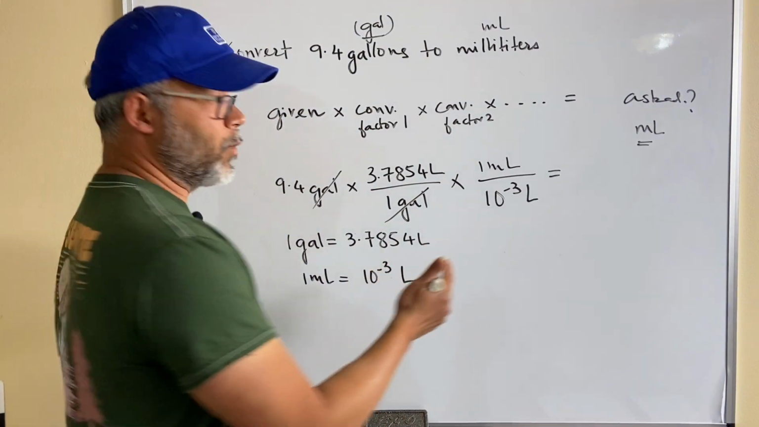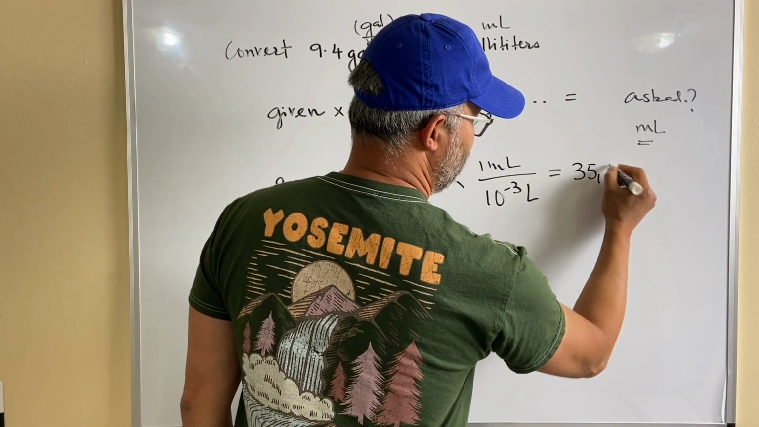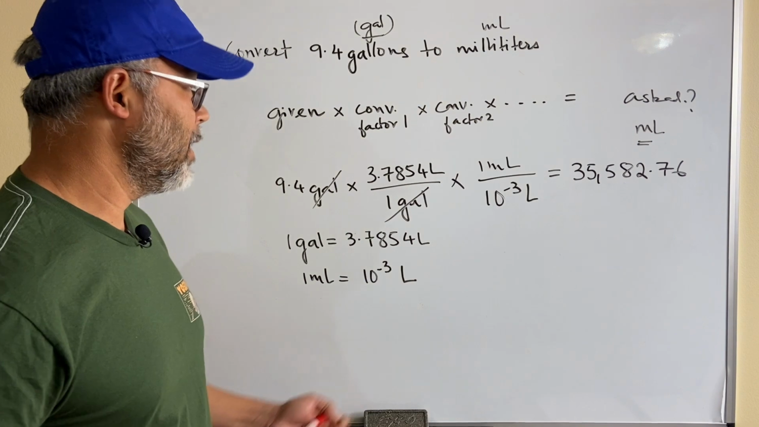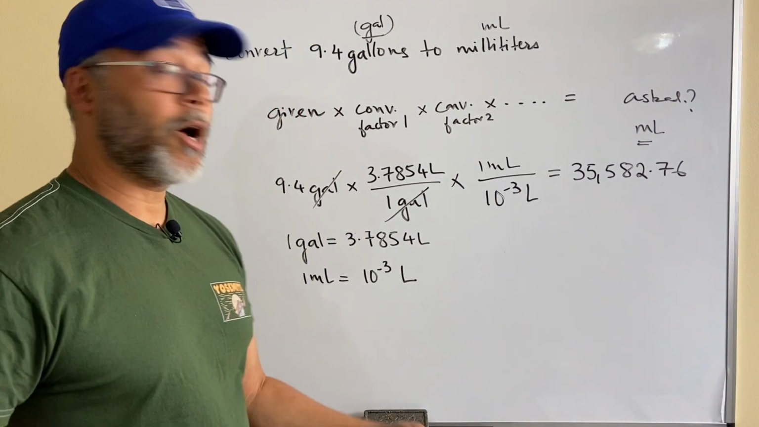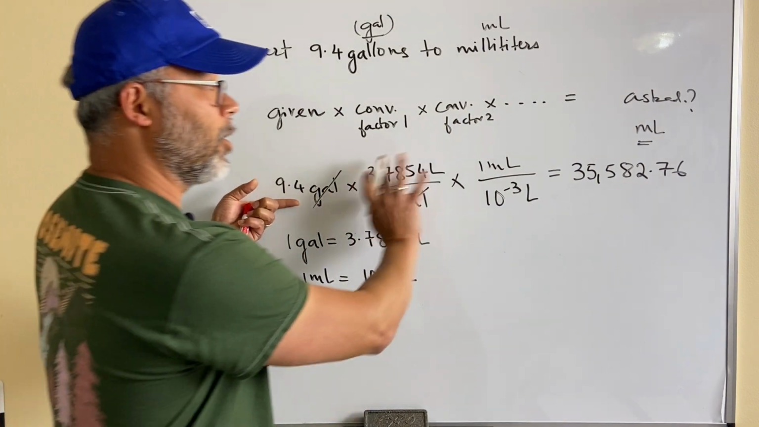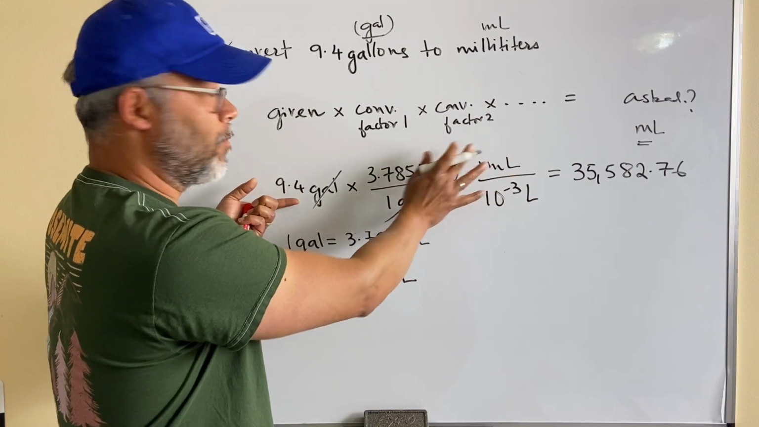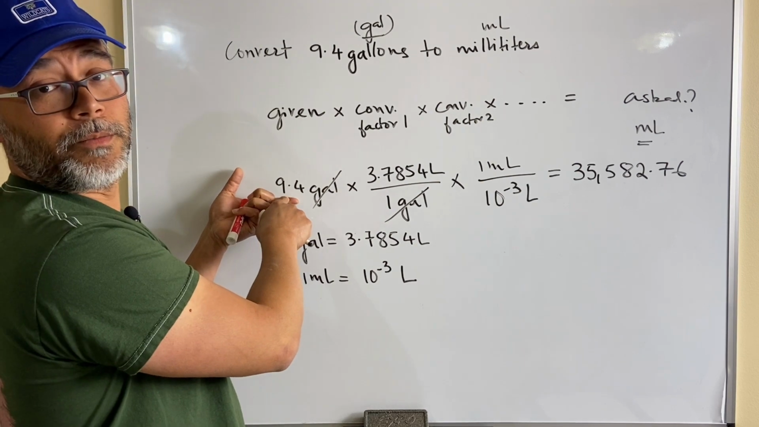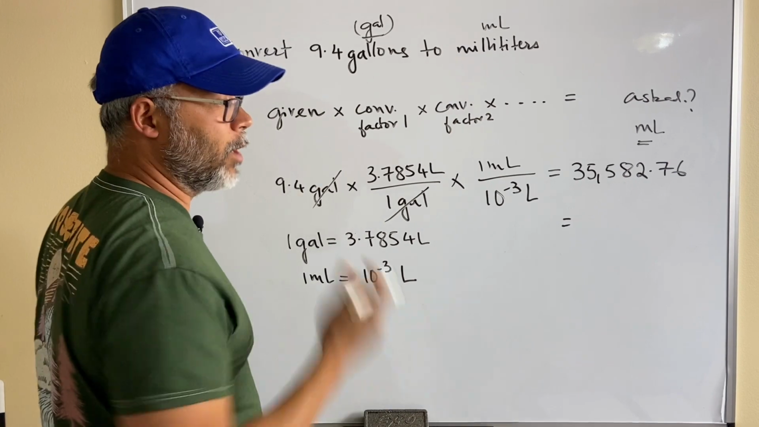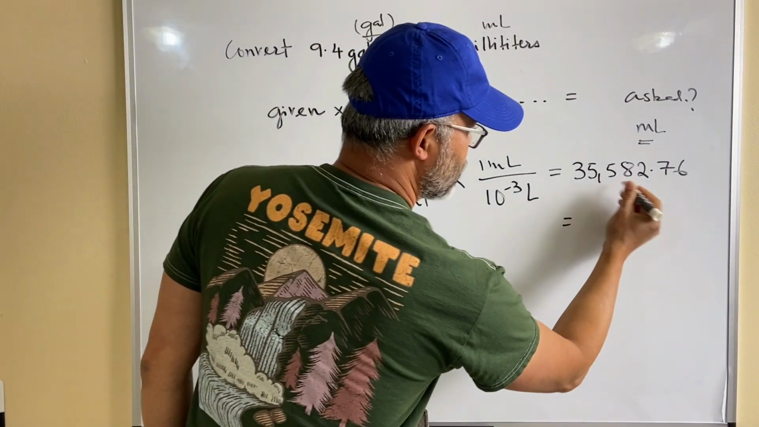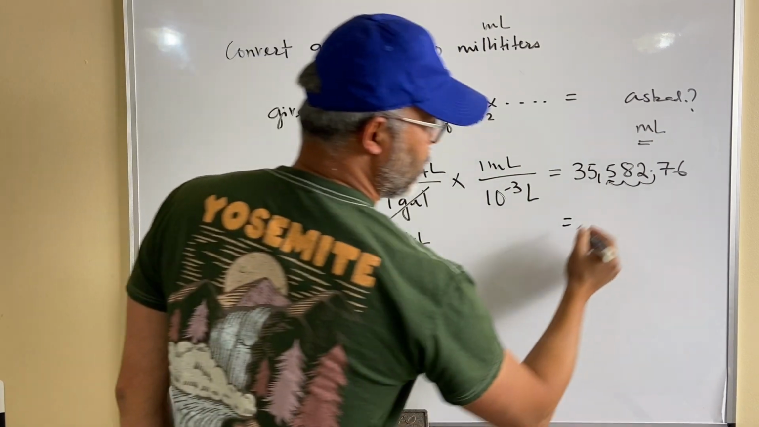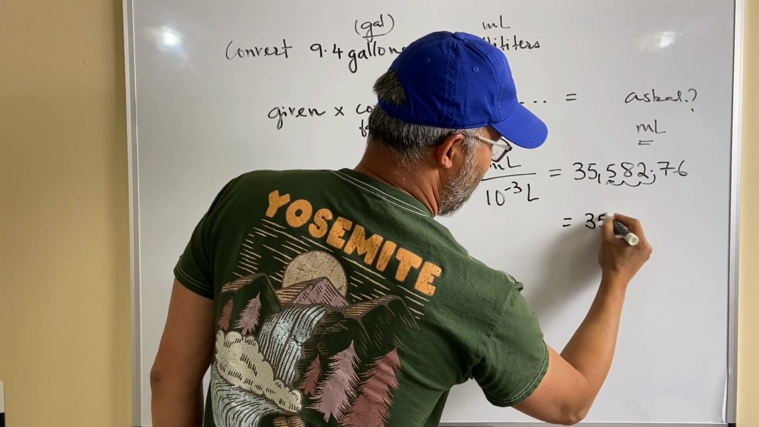When we solve for this, we get 35582.76. As you can see, there are a lot of digits, and now we have to correct for significant figures. Since the 9.4 is what was given to us, we're not going to look at the conversion factors because those don't play a role. So we're going to change our answer to 2 significant figures, but make sure we keep the magnitude the same. So we're really going to move that decimal, right? So that's 35.